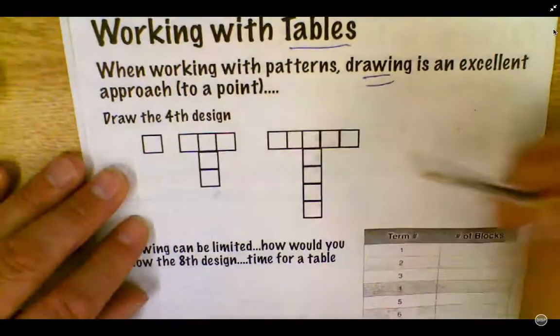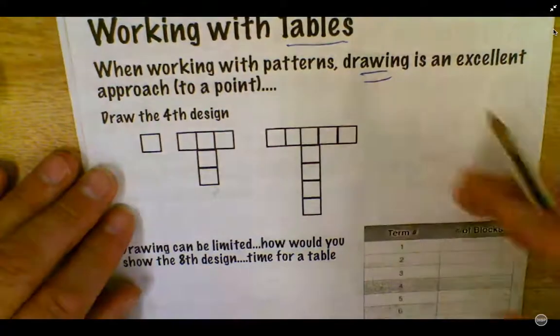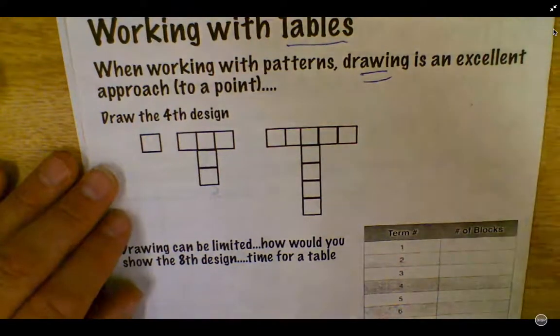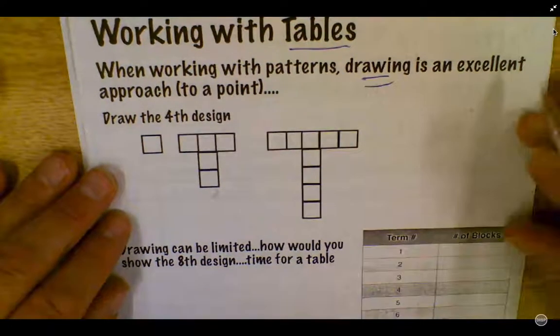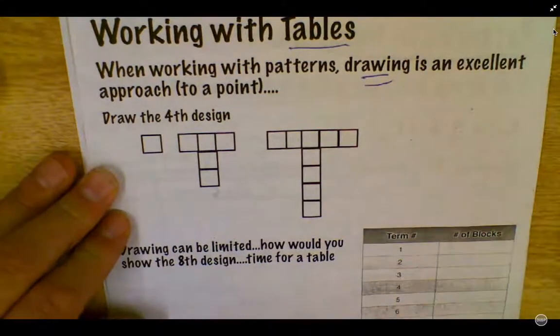Now, it's asking me to draw the next one. I don't mind drawing one, but if they're asking me for what's the 10th in the series, I don't want to spend time doing 4, 5, 6. Drawing is good to a point. When you've got to do a lot of drawing or the numbers get really high, drawing is too slow.